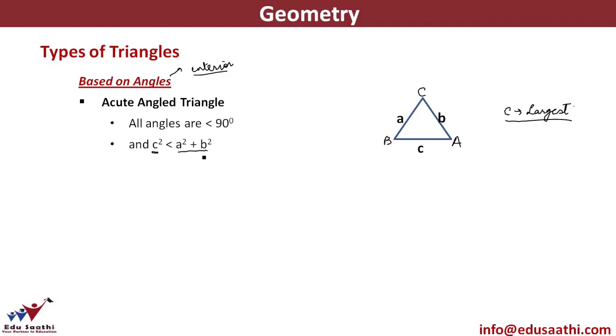This can also help me in finding the nature of the triangle. I look at the largest side, I find the square of it, I find the square of the other two sides, I add them up. If they're coming out to be more, that means it's an acute angle triangle that we have.